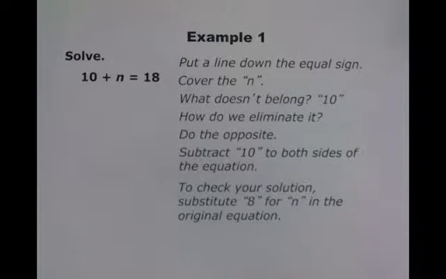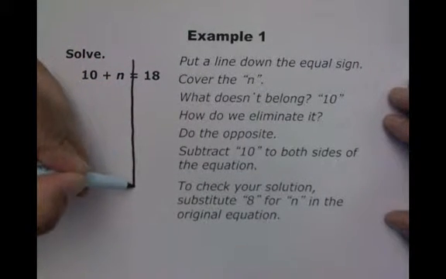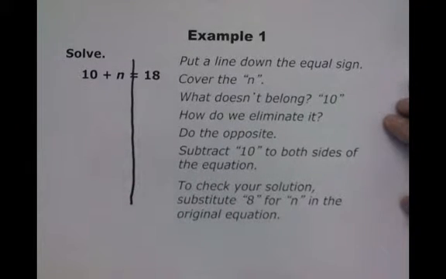Solving one-step equations, example 1. So the first thing I always do when I solve an equation, 10 plus n equals 18, is put a line down the equal sign just so I know where the left side and right side are on the equation. The next thing, I cover the variable or find the variable.